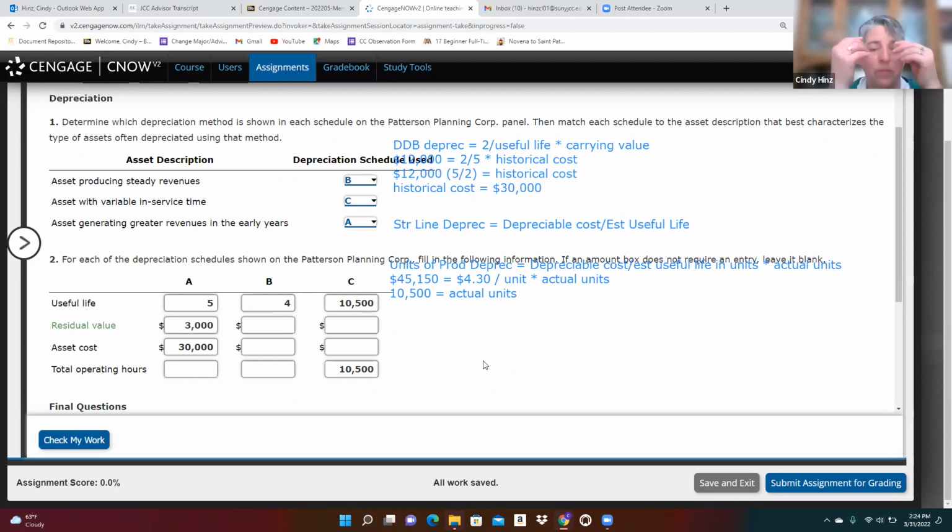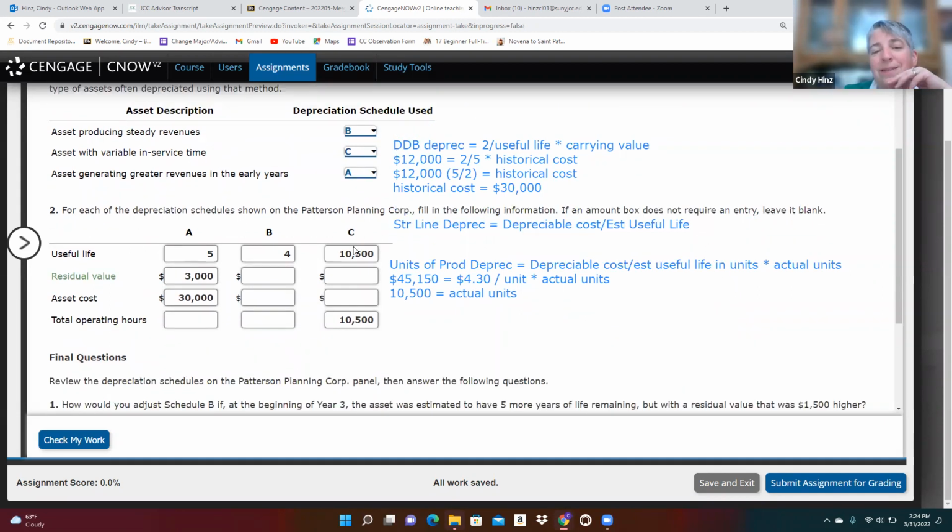So again, I think that if you worked on this problem and struggled with this part, it may be that the reason you struggled is because the problem itself is unclear. It does not specifically say some of these pieces may not be able to be calculated and then leave them blank. So when it says the amount box doesn't require an entry, that's really a little misleading.